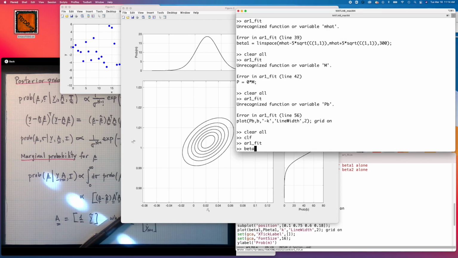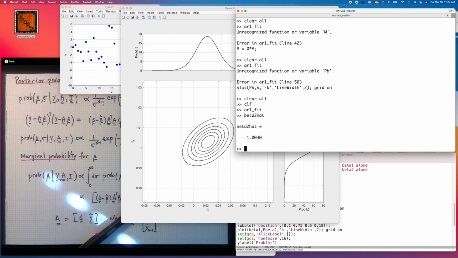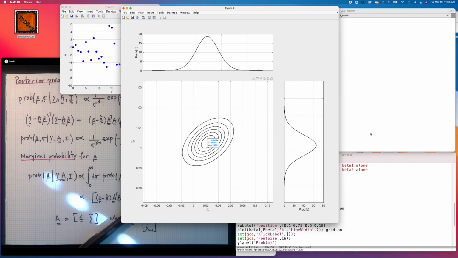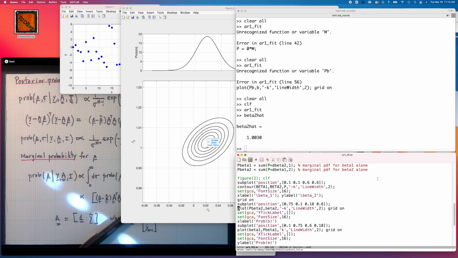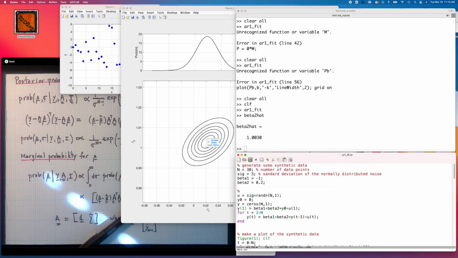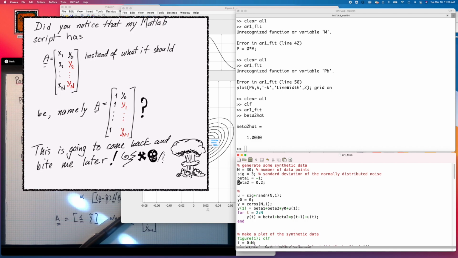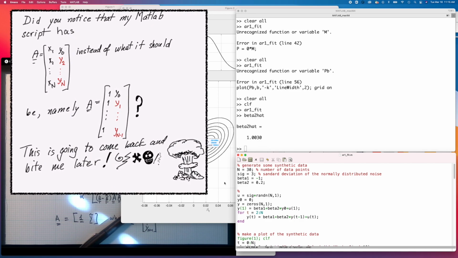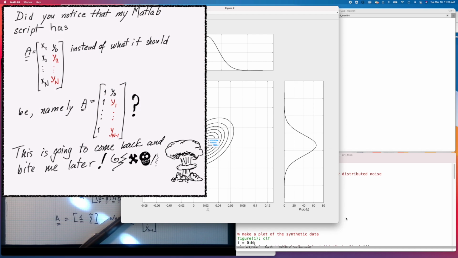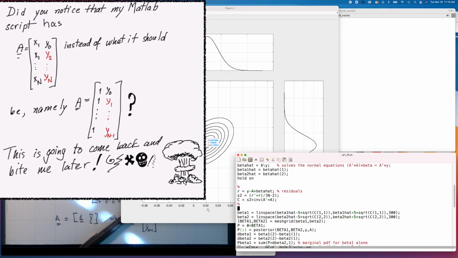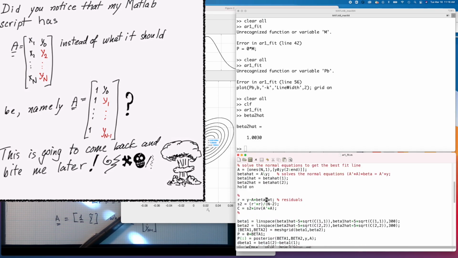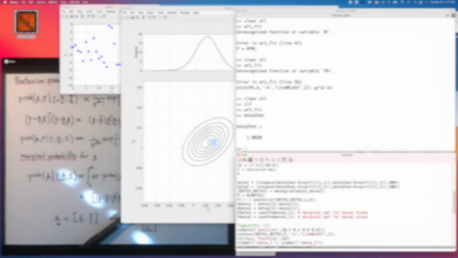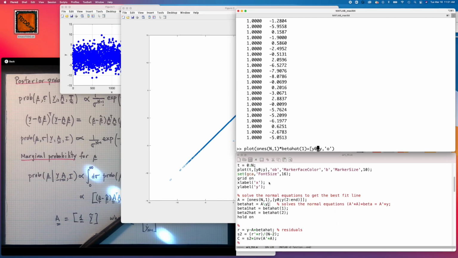I guess we have the value. Beta 2 hat is 1.003. That's the center. And then the true value, what was the true value? Beta 2 was only 0.2, so that's a very terrible fit. But yeah, so what is going on here? Oh, I found the mistake.